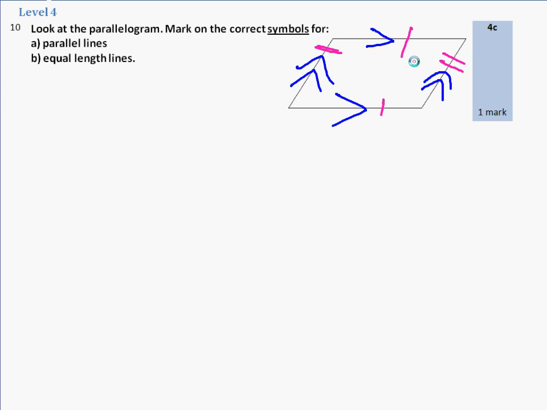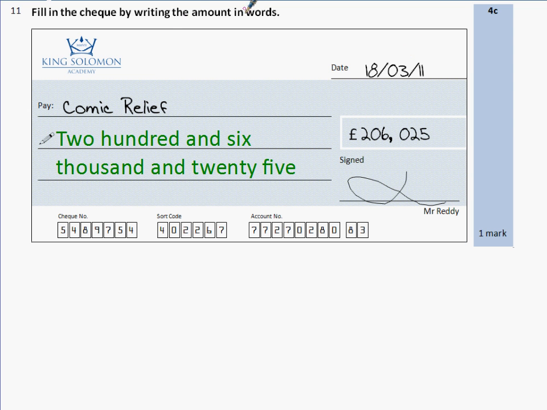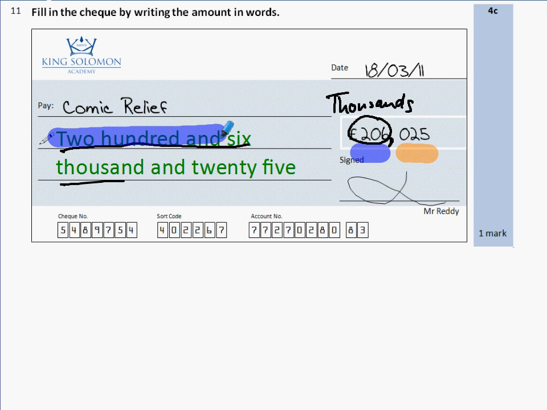Okay. Question 11. Fill in the check by writing the amount in words. So this part here, 206, and then we've got another part here, 25. How do we know what's going on? This comma here tells you that we're now into the thousands. These are in the thousands. So we would say 206,000. That's the bit I'm highlighting in blue. And 25. That bit there.